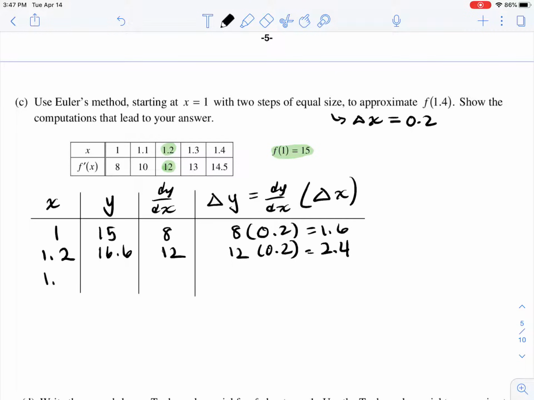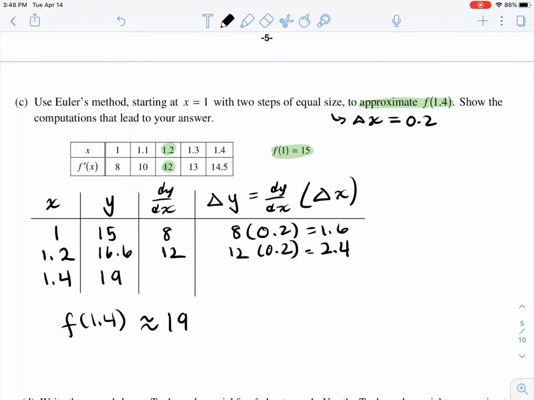And then finally, when x is equal to 1.4, our new y value is going to be our previous y value plus now the change in y, or delta y. So 16.6 plus 2.4 is 19. And we can stop because we're doing all of this just so that we can try to approximate f of 1.4. So we can say that at 1.4, we should get approximately 19. So f of 1.4 is approximately 19.